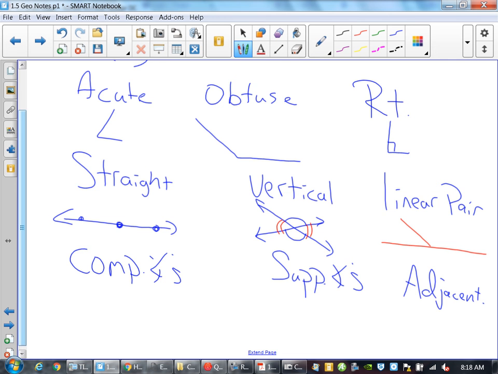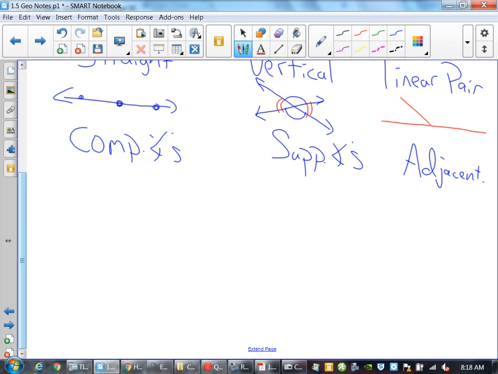Complementary angles are what? Two angles that add up to equal 90. So if I say angle 1 and angle 2, hey, look at that, they form a 90-degree angle. They could be 45 and 45. Do these appear as though they are the same angle? No. Not necessarily. 70 and 20.